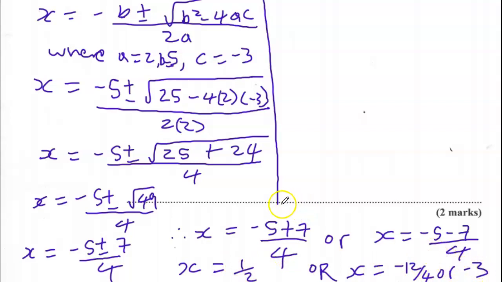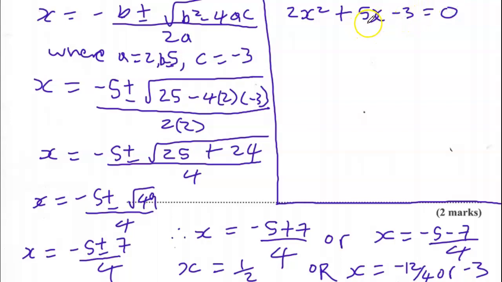Now let's solve using factorization. Let me just make a space here. So this was, let me just rewrite the equation, 2x squared plus 5x minus 3 equal to 0. So of course you want to rewrite the 5x.